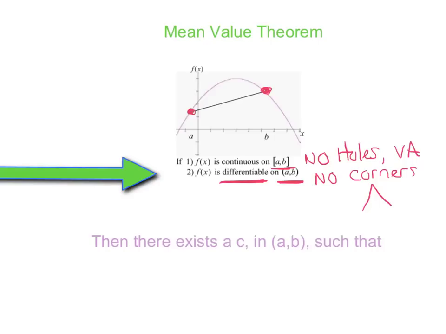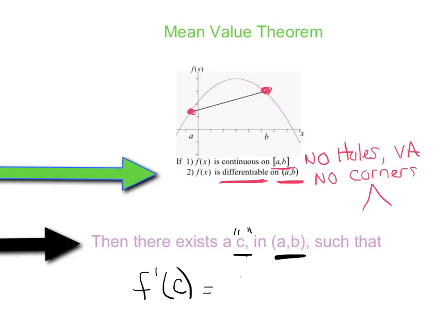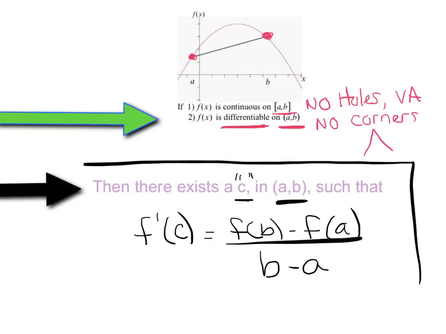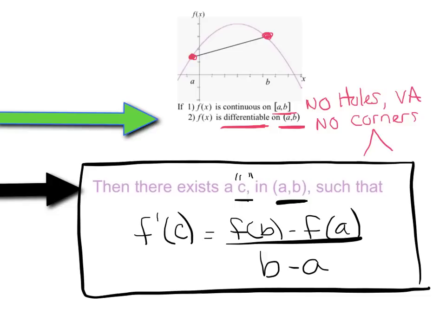If those two things hold true, then, and here's the sentence we're going to use, there exists a "C" value in between A and B, so notice I have that open interval again, such that, and here's the mean value theorem, f prime of C equals f of B minus f of A all over B minus A. And hopefully that theorem sounds familiar to you. This is basically the sentence you're going to use every time: then there exists a C in A and B such that this is true.